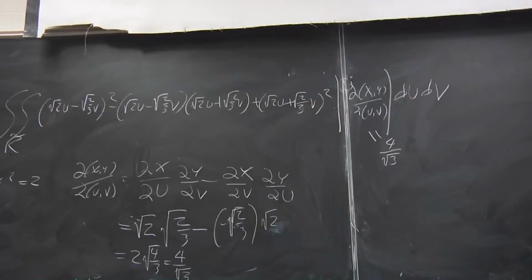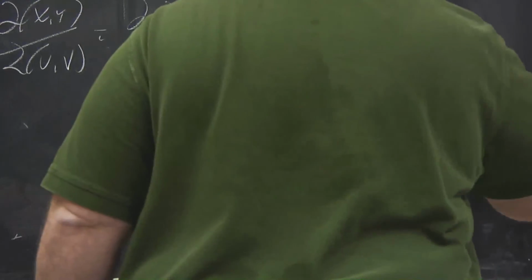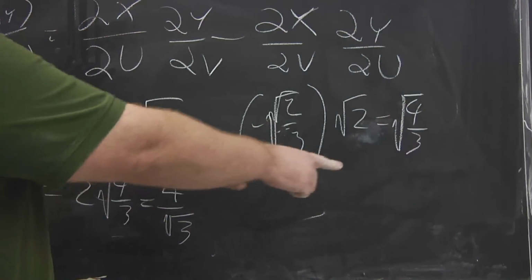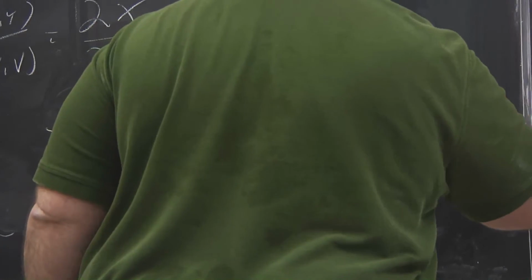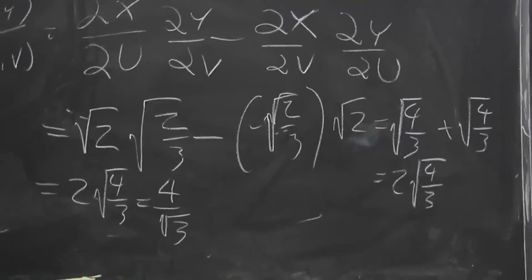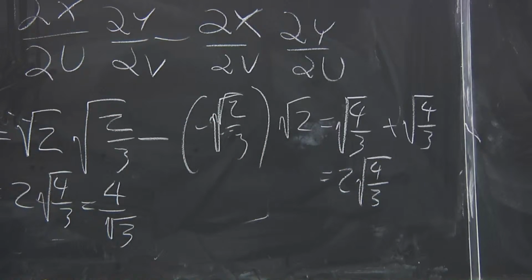How'd you get 4 over the square root of 3? Oh, I hope I didn't mess up here. Okay, so I have square root of 4 over 3 from this term, plus the same thing. So I get 2 square root of 4 over 3. Yeah, and then I took the square root. That should be 8 over the square root of 3. That's where it goes. Okay, all right. I'm working on it. Just go on and I'll work with it. Algebra, I gotta fight back.